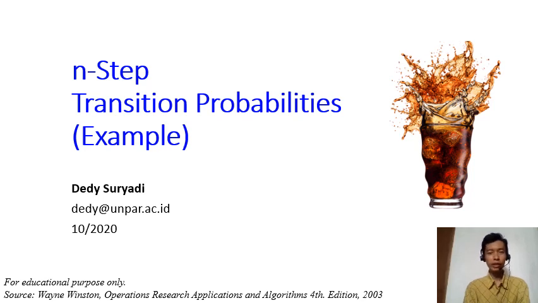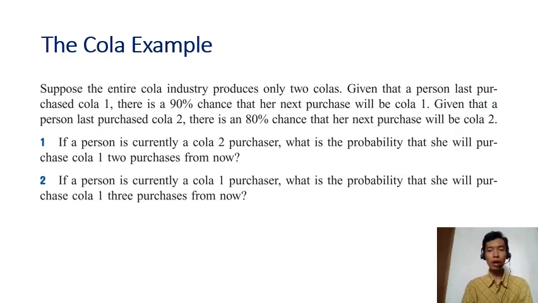Now let's see a concrete example of how we can calculate the n-step transition probabilities. In this example, there are only 2 colas in the world. Given the last purchase of a person is cola 1, there is a chance of 90% that her next purchase will be cola 1 as well. By next purchase, we're talking about just one step transition.